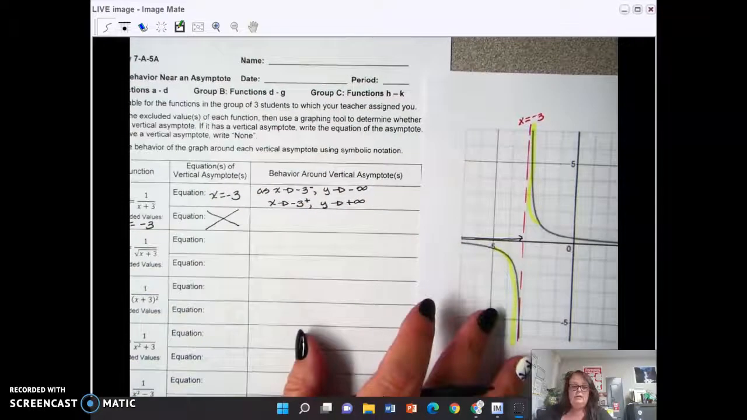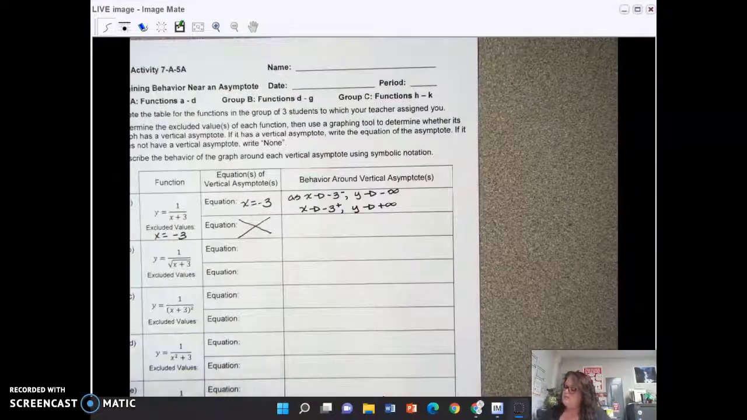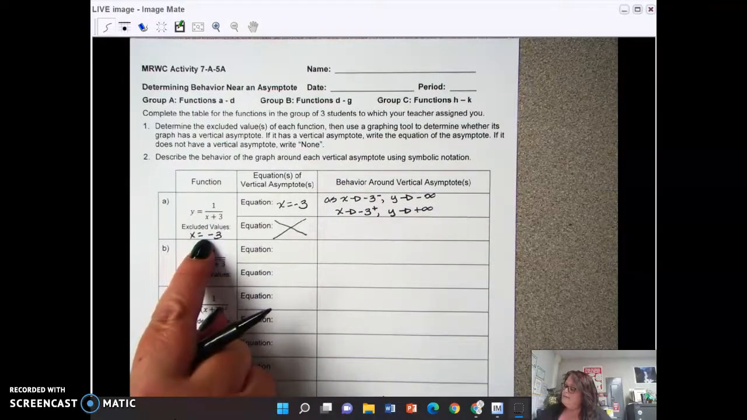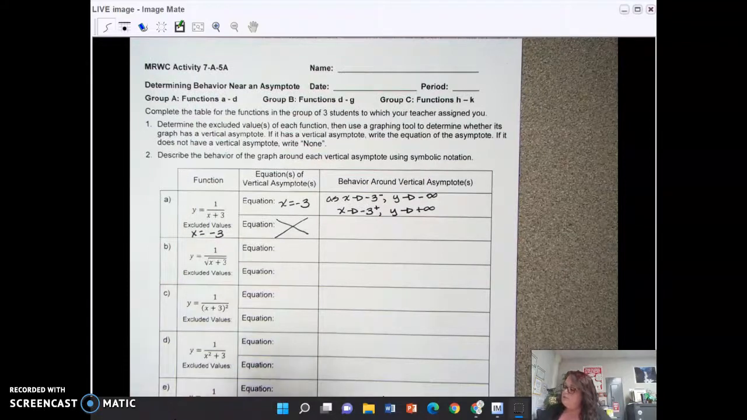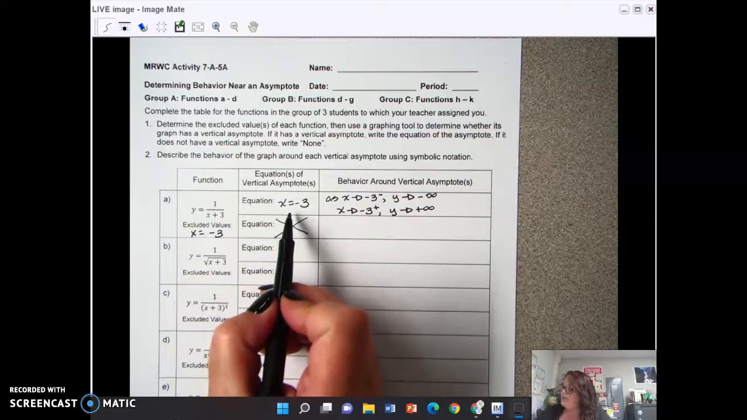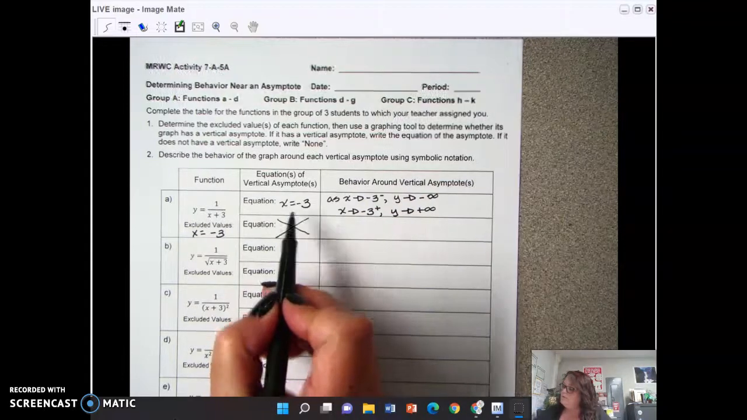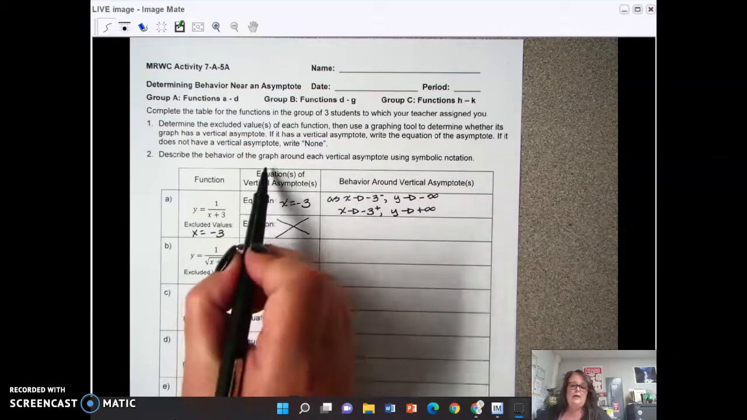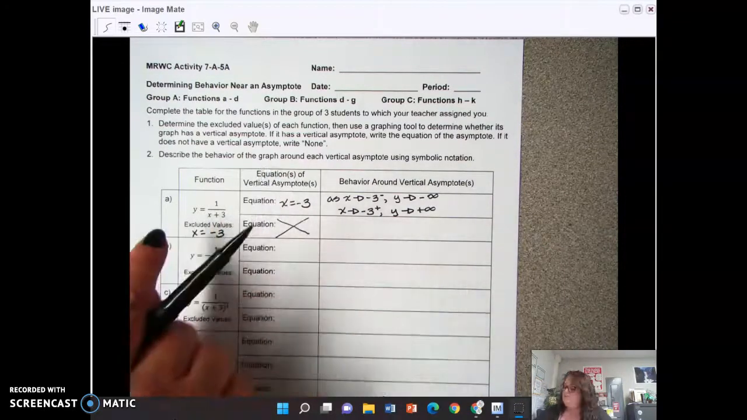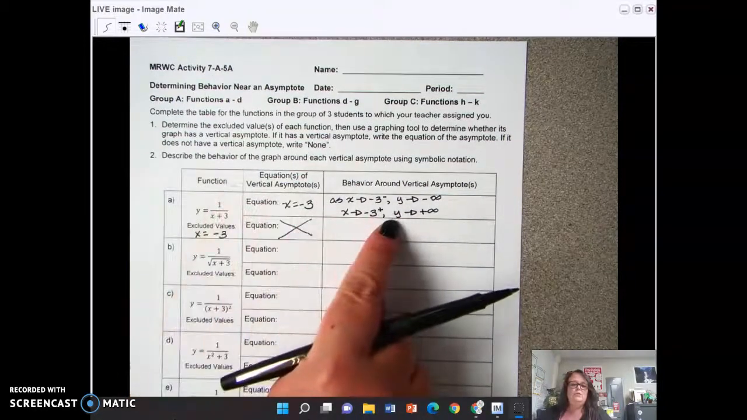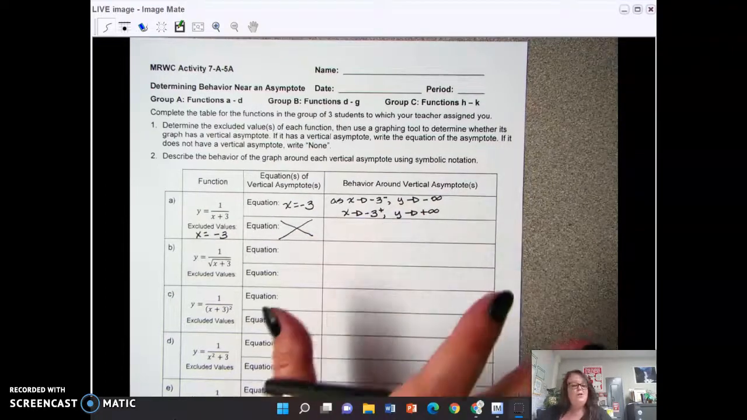And so let's double check the directions and make sure we've done what they've asked. So they said determine the excluded values of the function. I did that. It said use the graphing tool to determine whether the graph has a vertical asymptote, which we did, and we had it at x is equal to -3. So we wrote the equation of the asymptote. If it doesn't have a vertical asymptote, we write none. And then once we do that, we want to describe the behavior of the graph around each vertical asymptote using symbolic notation. Okay, so that is all you need to do.